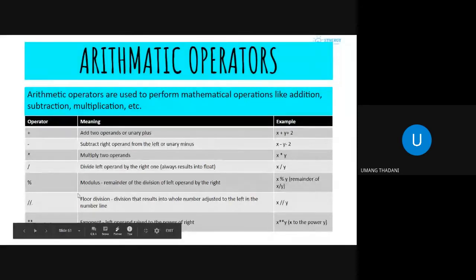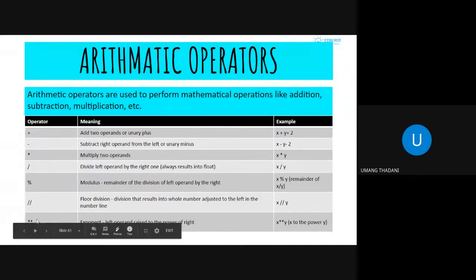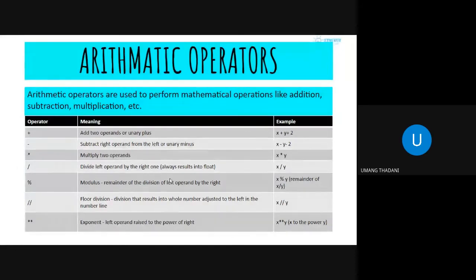So the nearest integer which is lower than the actual value. For example, for 2.5 it is 2, so we get that output. Now the double asterisk is used to perform the power operation. For example, 7 asterisk asterisk 3 results in 7 raised to 3, and we get the resulting output.